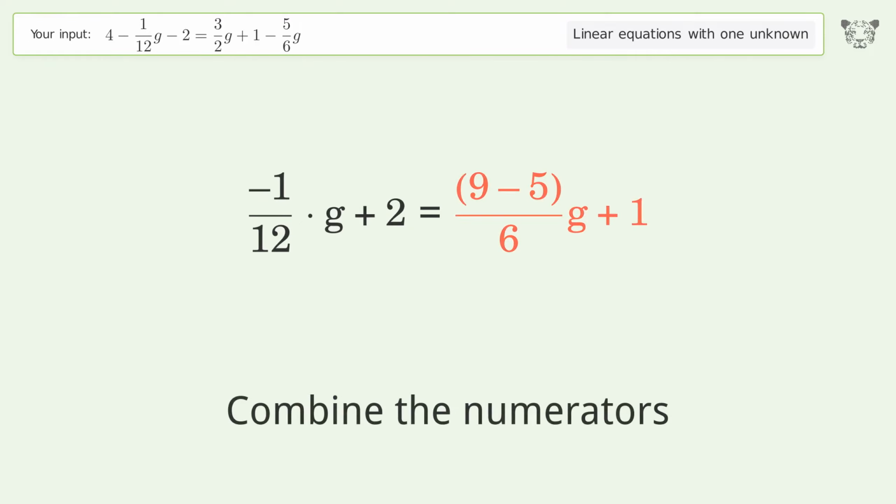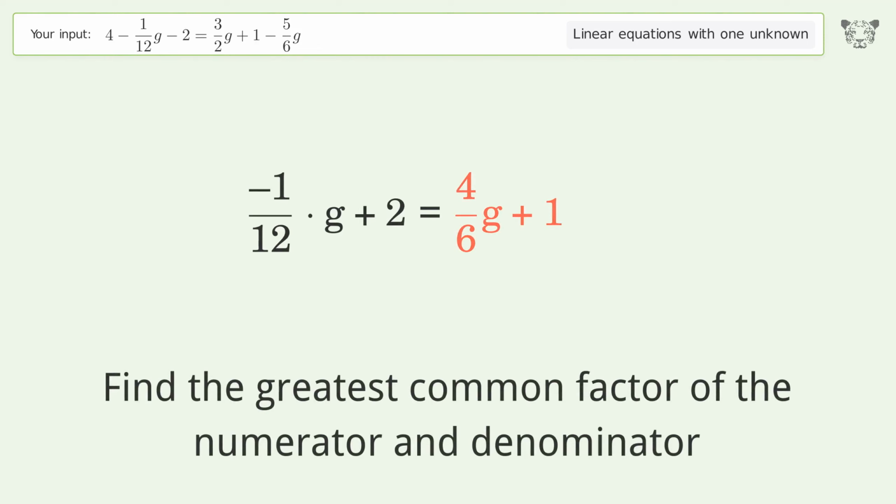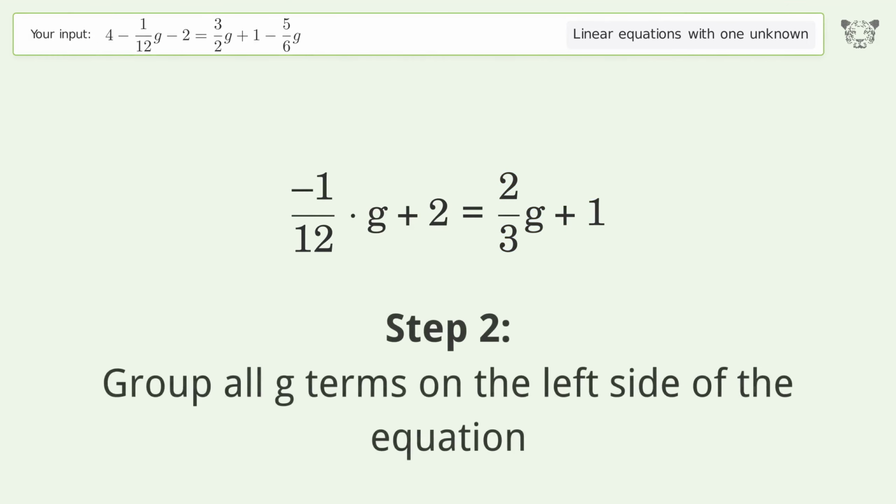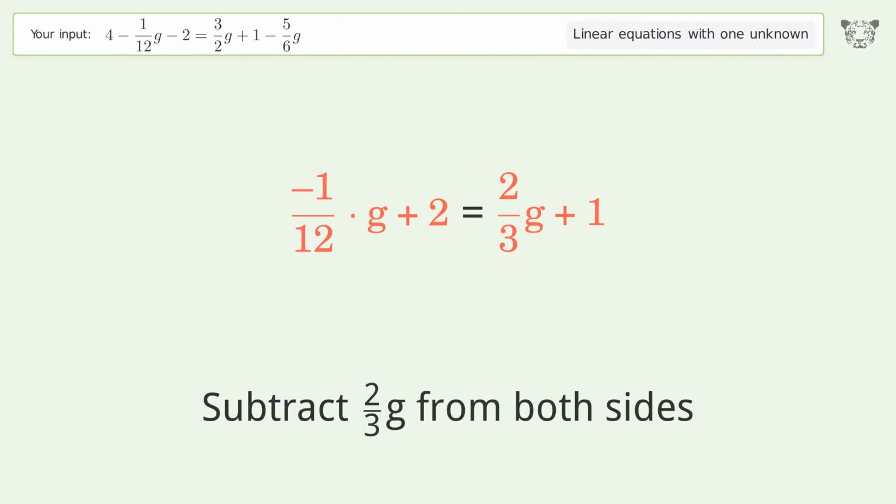Combine the numerators. Find the greatest common factor of the numerator and denominator. Factor out and cancel the greatest common factor. Group all g terms on the left side of the equation. Subtract 2/3g from both sides.